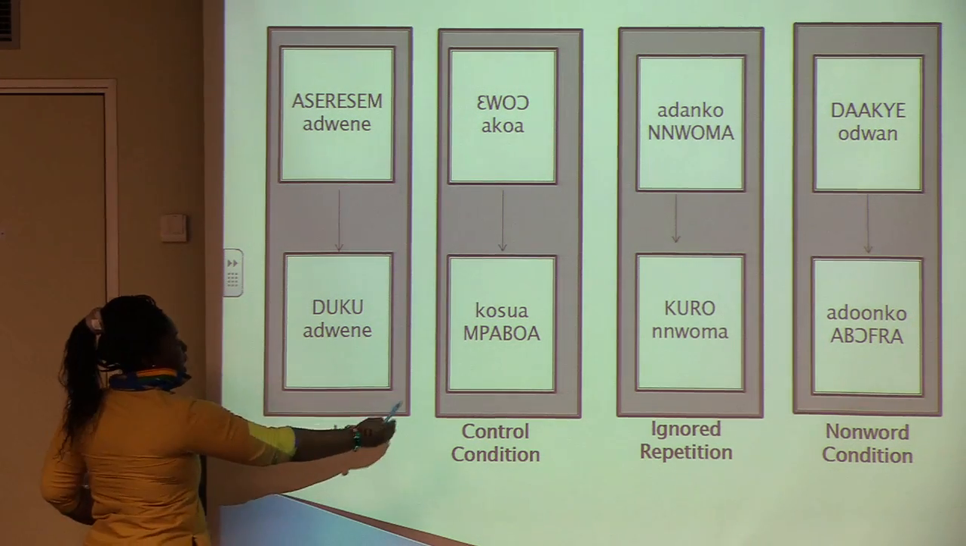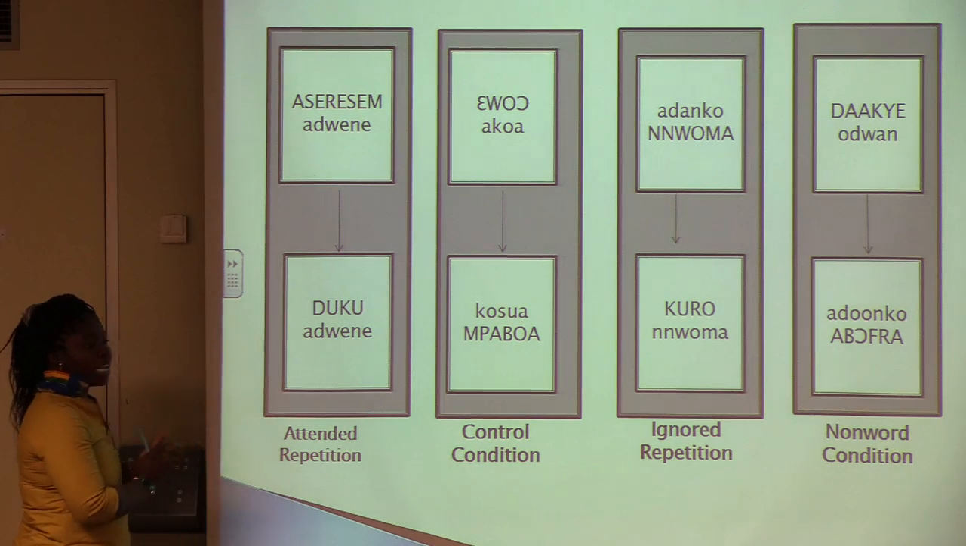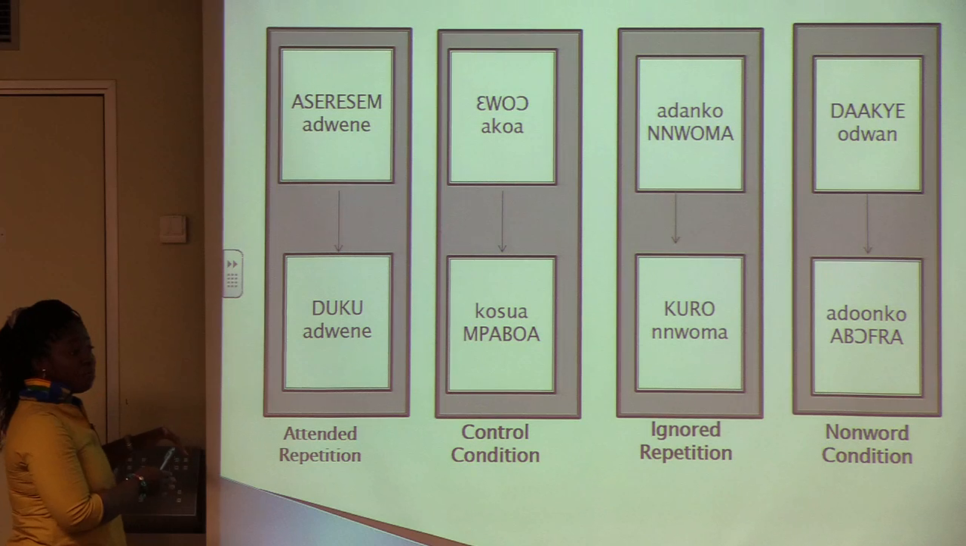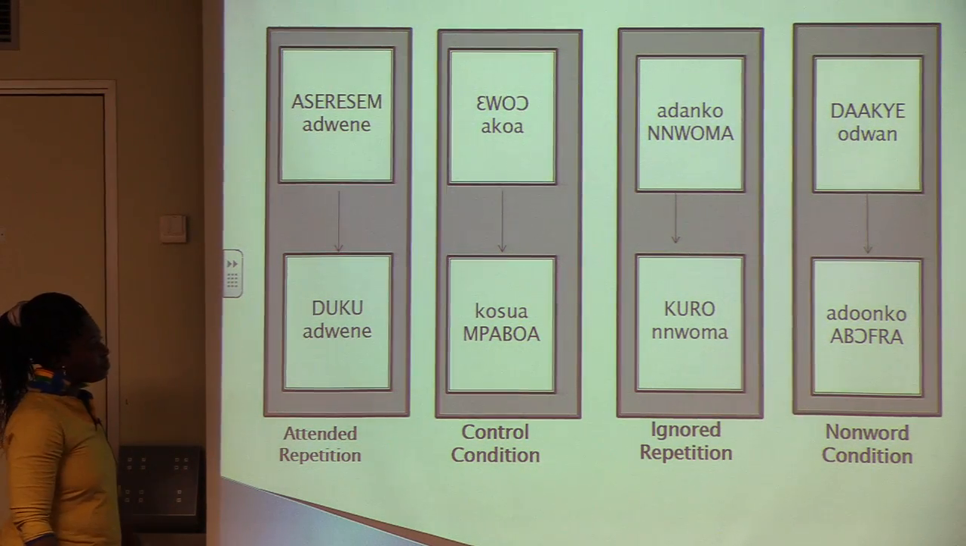So this is always used as the yardstick or the benchmark for comparing whether there is a positive or negative priming effect. The difference between this and that should give you a positive figure, meaning there was a speed up in the attended repetition condition.